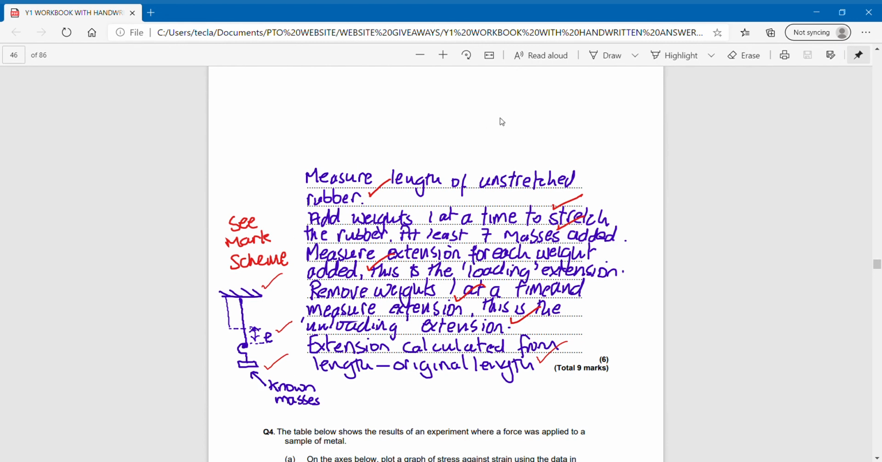And what would we say? Well, we'd measure the length of the unstretched rubber. We'd add weights 1 at a time to stretch the rubber. At least 7 masses are added. We'd measure the extension for each weight added. This is the loading extension. We'd remove weights one at a time and measure the extension. This is the unloading extension. The extension is calculated from the length minus the original length. So it's actual length with the weights on minus the original length of the rubber cord. I'd suggest just having a look at the mark scheme as well, although I think I've covered all the main indicative points here.